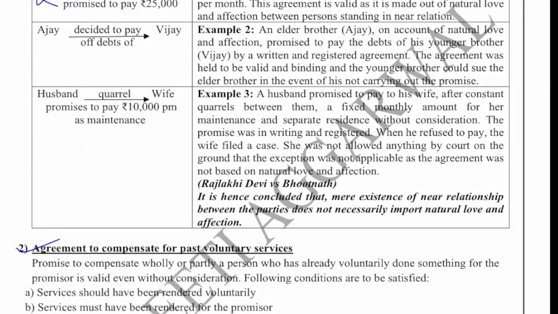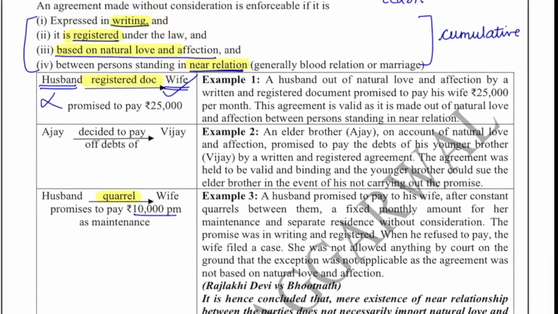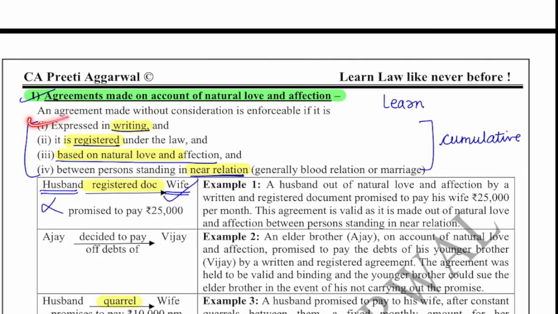But what if husband and wife quarrel? Husband promises to pay 10,000 rupees as maintenance to wife. It is in writing, it is registered. It is between persons in near relation. But is it based on natural love and affection?